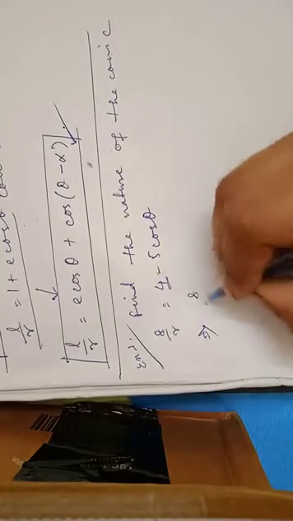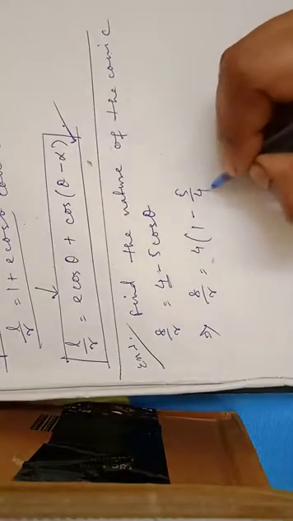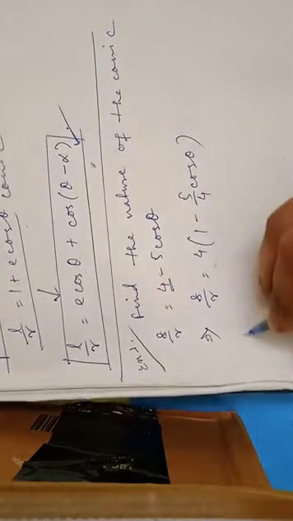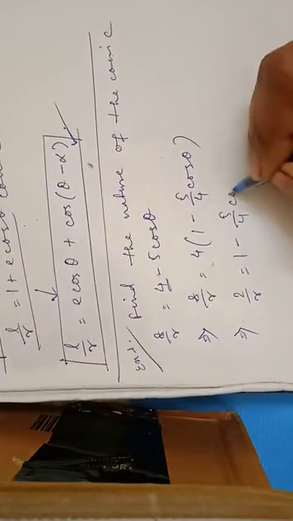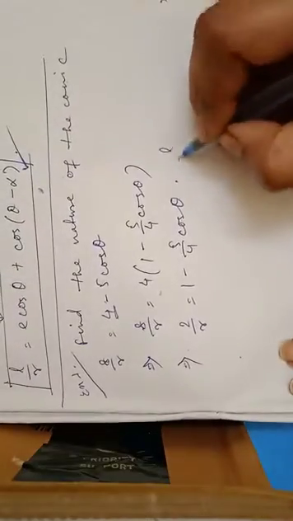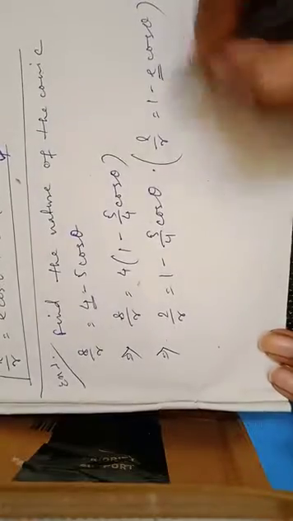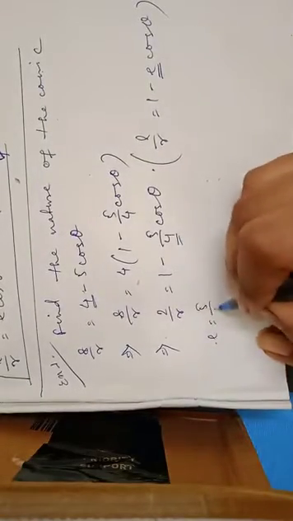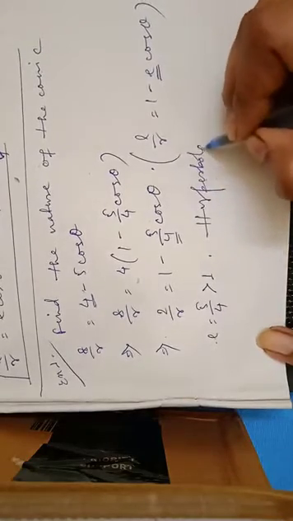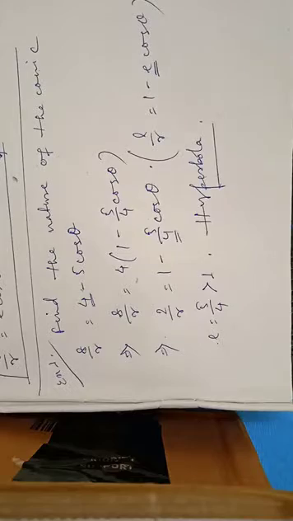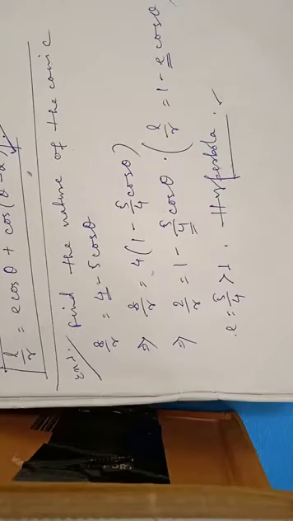So in the next step we will take common 4. This 4 and 8 got cancelled out, so we get 2 by r equals 1 minus 5 by 4 cos theta. If you compare it with L by r equals 1 minus e cos theta, then e takes the value 5 by 4, which is clearly greater than 1. That means it's a hyperbola. So the given conic represents a hyperbola. Okay, this type of example is important for short answer type questions.